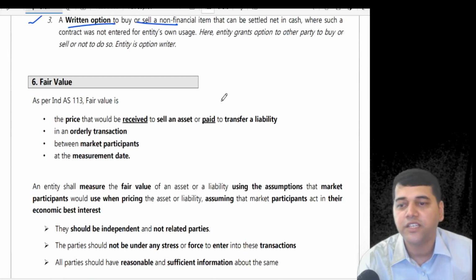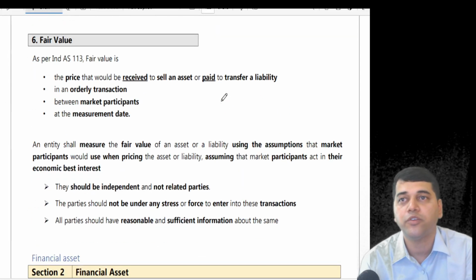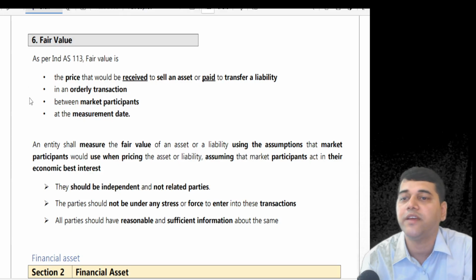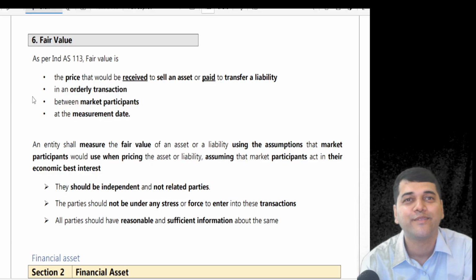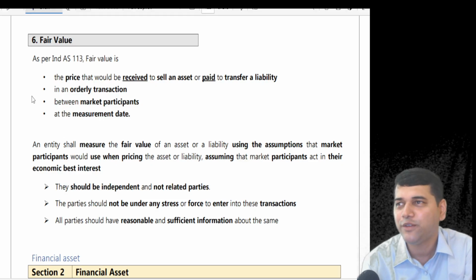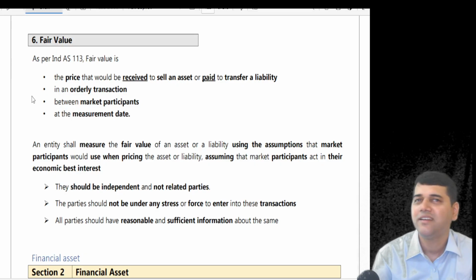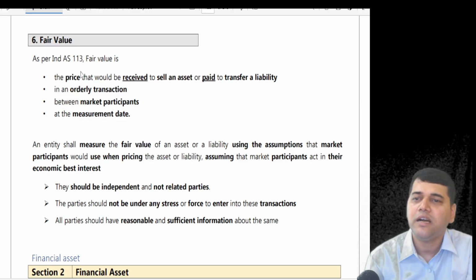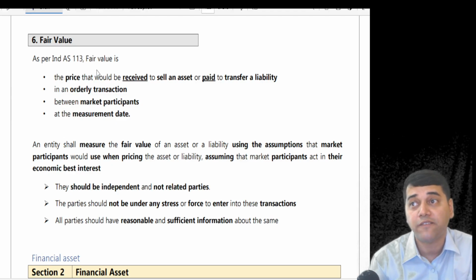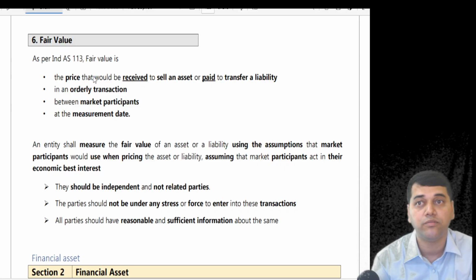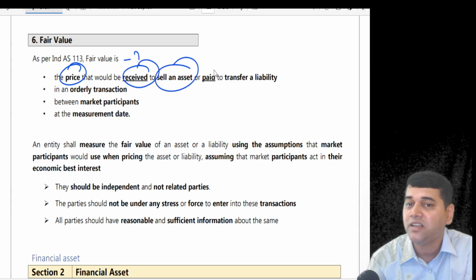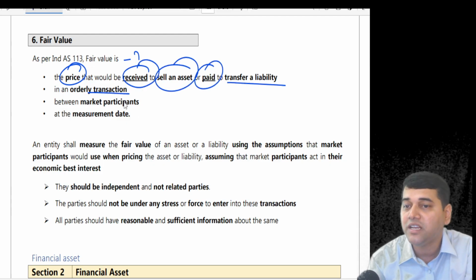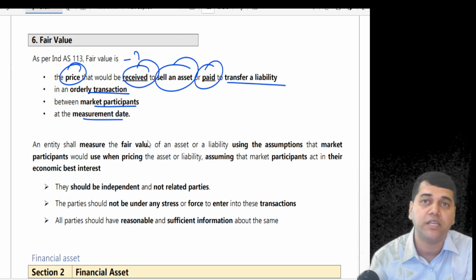Okay, the last definition is the fair value. What is a fair value? Because we are going to talk about fair value. What is fair? In audit we use this, no? What is fair? Acceptable. Now, we are going to talk about how financial instruments should be measured at fair value. What is a fair value? It is a price that would be received to sell an asset or paid to transfer a liability in an orderly transaction between market participants on the measurement date.